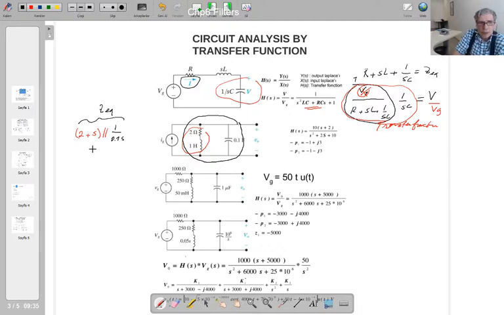Z equivalent. So if you multiply Z equivalent with this current input, it's going to be equal to the voltage of this impedance, isn't it? The voltage of this impedance is also the voltage of this capacitor, so that means VR. So if you move this one to here, that becomes the transfer function.